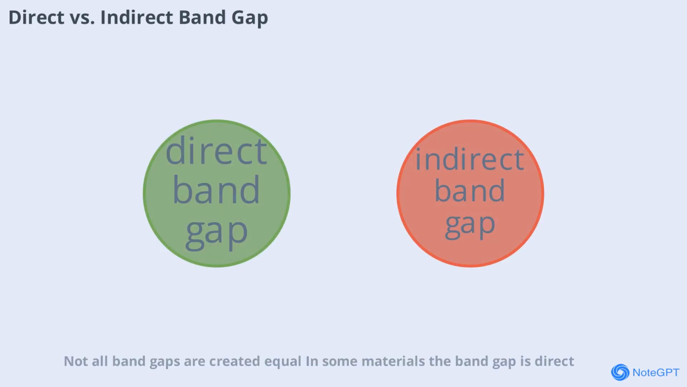Not all band gaps are created equal. In some materials, the band gap is direct, meaning electrons can move directly from the valence to the conduction band by absorbing or emitting a photon. In others, the band gap is indirect, requiring a change in momentum as well as energy. This distinction is important for applications like LEDs and lasers, where direct band gap materials are preferred for efficient light emission.